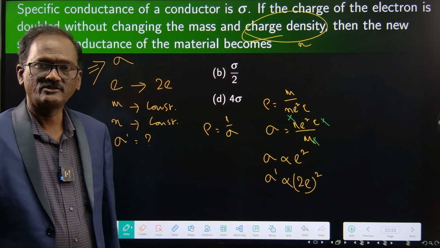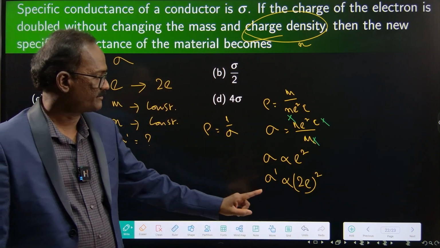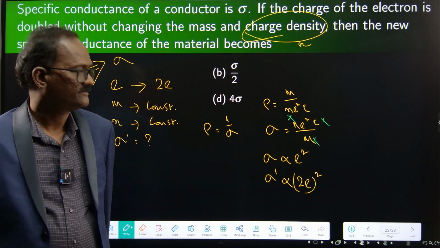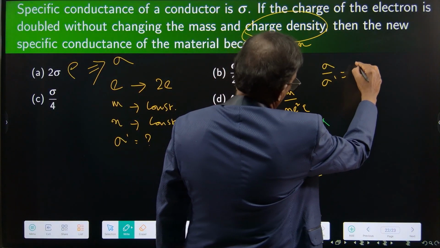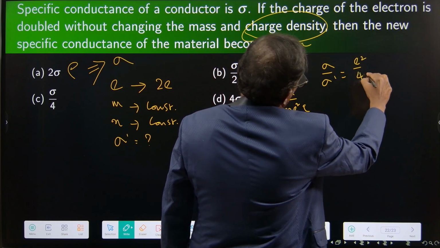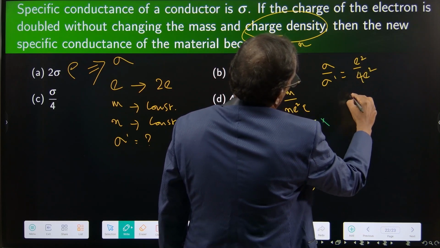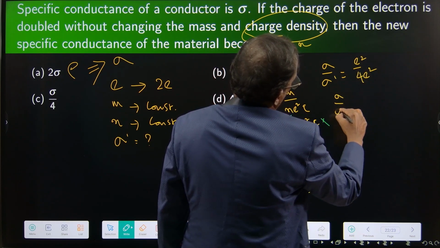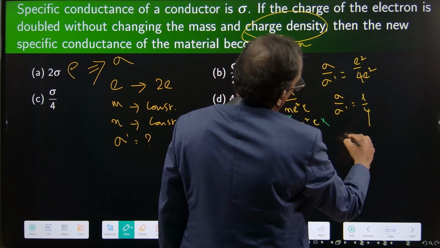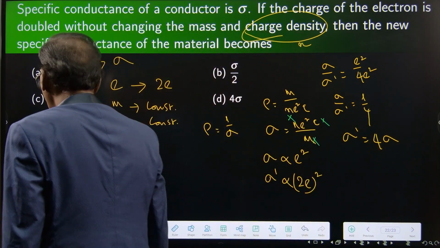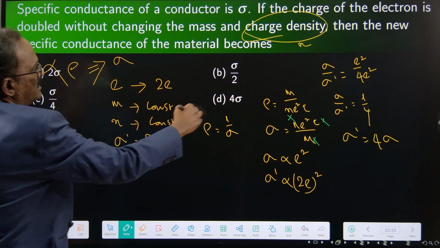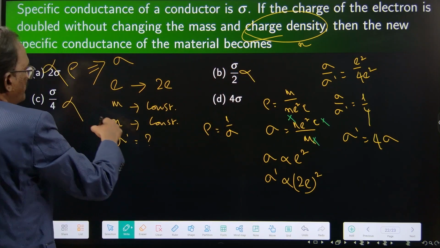Sigma is proportional to E square, that is the general formula. The new sigma is with double the value of charge. Then sigma by sigma dash is equal to E square by 4E square. So sigma by sigma dash is equal to 1 by 4. Sigma dash is equal to 4 sigma.